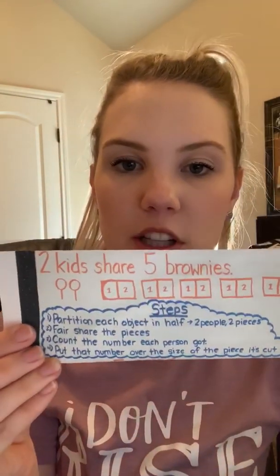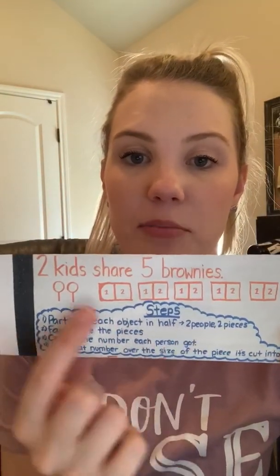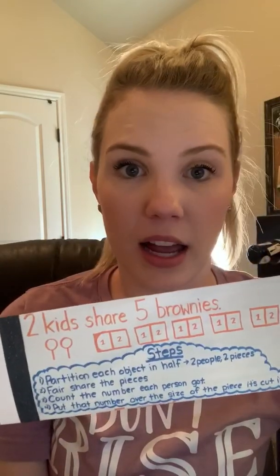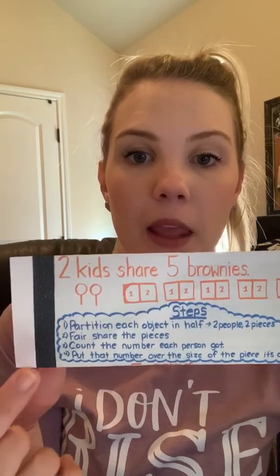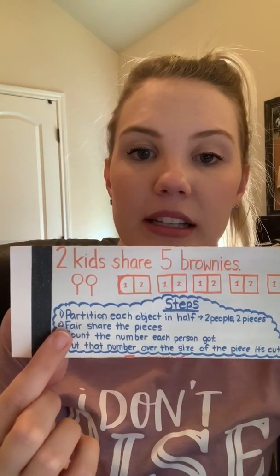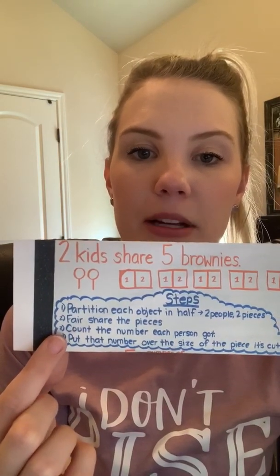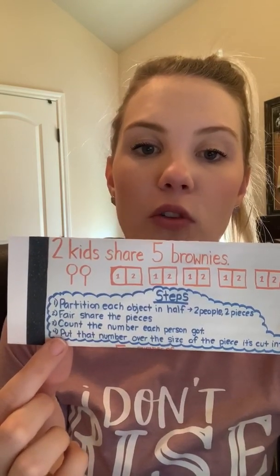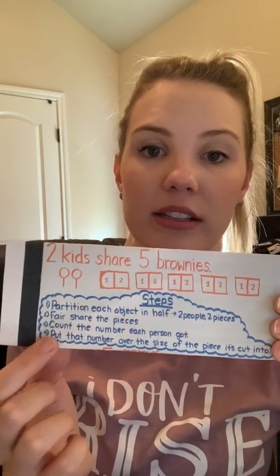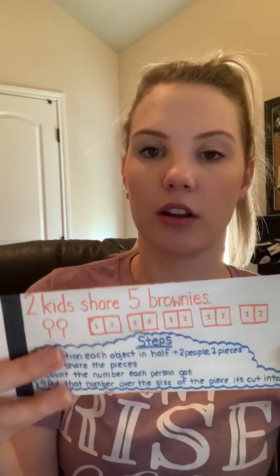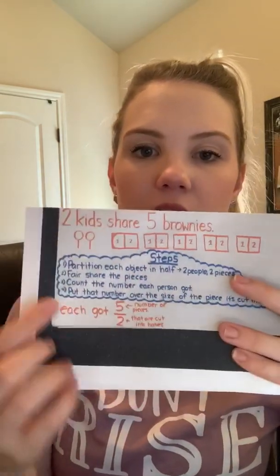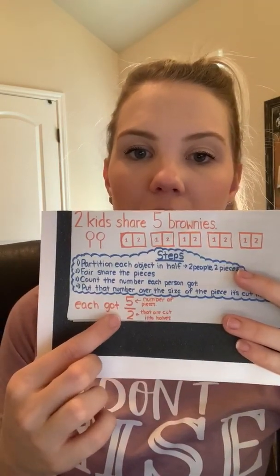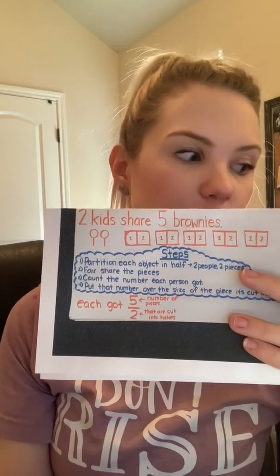So there are steps to doing these types of problems. Your first step is to partition each object. In this case, it was in half because we had 2 people. It's not always going to be in half. You partition each object into your number of people. The second step is you fair share all of your pieces out. The third step is you count the number that each person got. And then you put that number over the size of the piece it's cut into. So this example was they each got 5 pieces that are cut into halves.